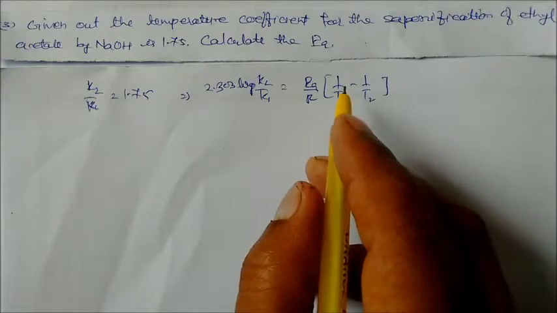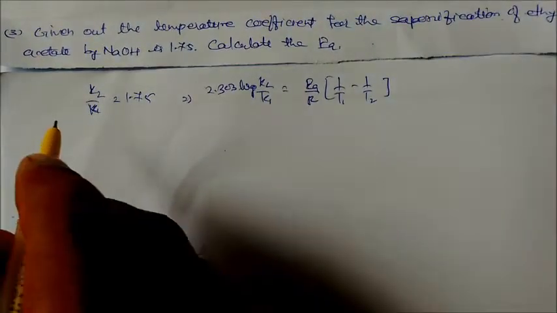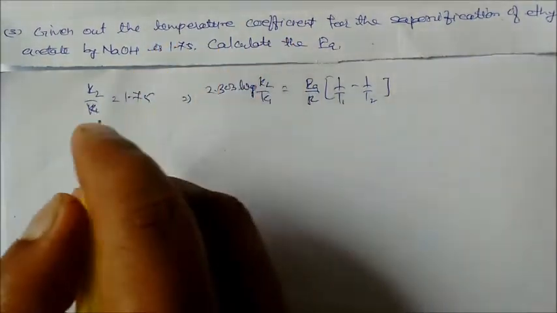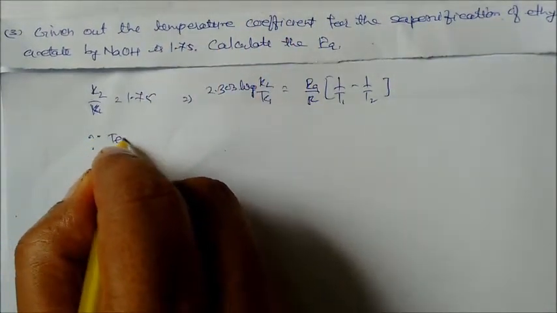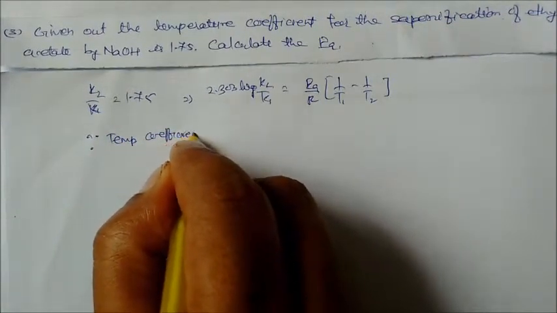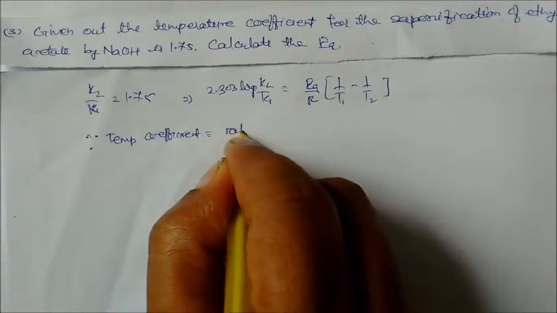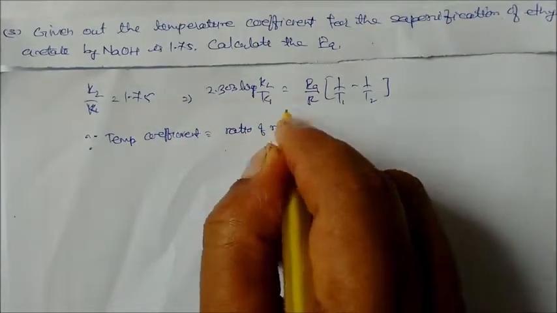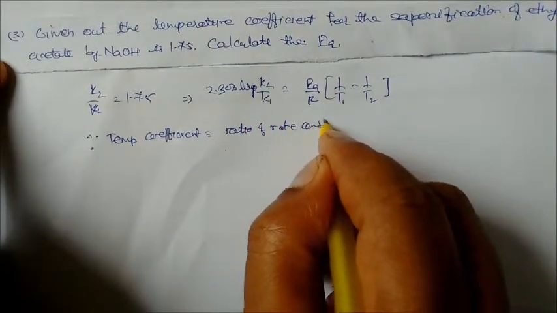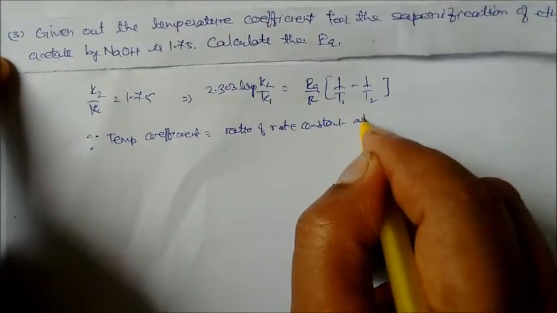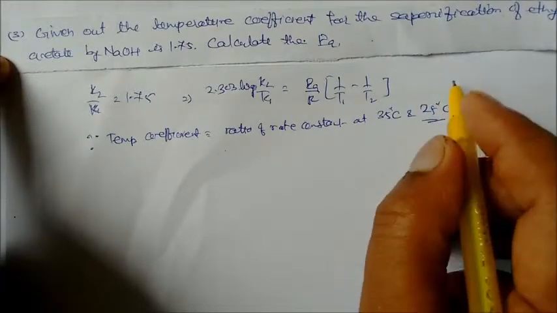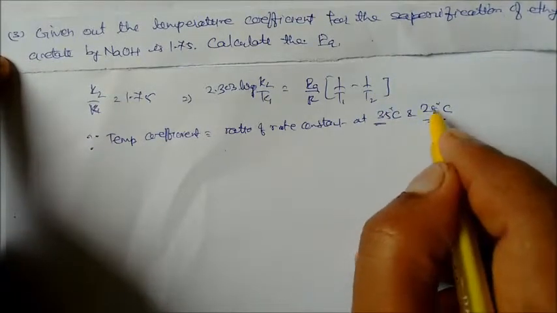Here the temperature is not given, but this hint is given: temperature coefficient. So we can write that the temperature coefficient is the ratio of the rate constant at 35 degree centigrade and 25 degree centigrade. So this is the ratio. This we have to remember.